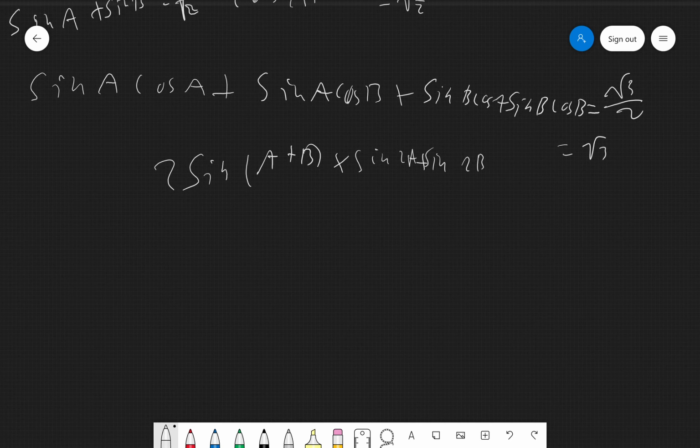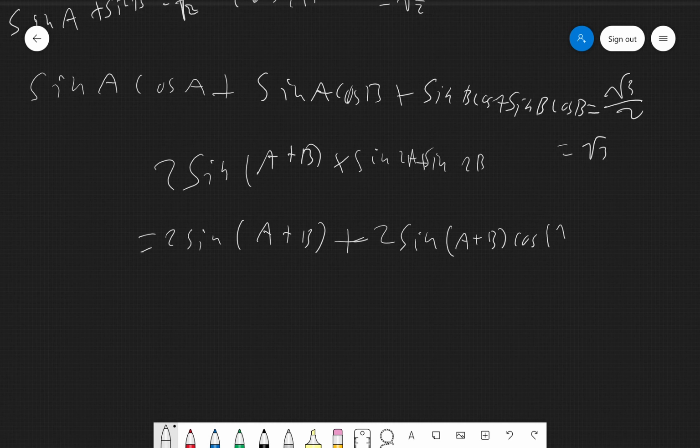Oh yeah, I'm just gonna use sum to product, because why not? So now that is actually just equal to 2 sine of A plus B, plus sine of 2a plus sine of 2b is equal to 2 times the sine of, if you add them, you get 2a plus 2b over 2, which is a plus b. So that times the cosine of 2a minus 2b over 2, which is a minus b.